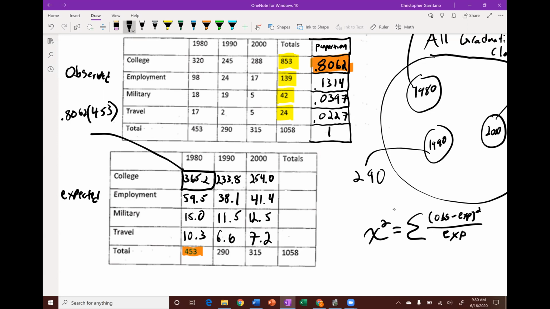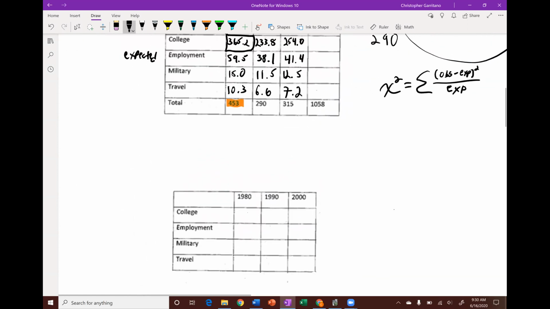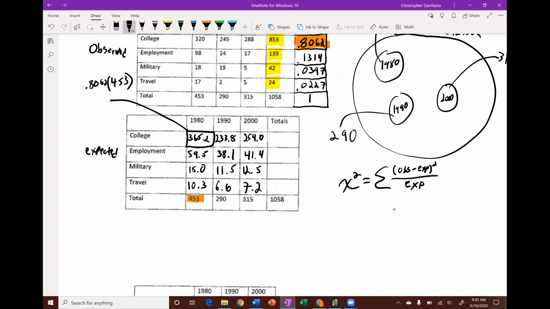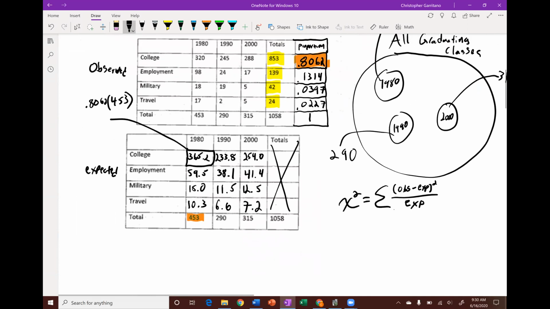All right, so now we have our observed data, we have our expected data. Now all we need to do is calculate this chi-squared value for each. By the way, notice the totals column doesn't really matter. You could use it to check that you've done your calculations correctly. So even though each expected count in 1980 is different from the observed counts, they should still sum to 453. Similarly, the college row should sum to 853, and all the values in the employment row should sum to 139. So that's one way you could use the totals column. Otherwise, it doesn't really come into play.